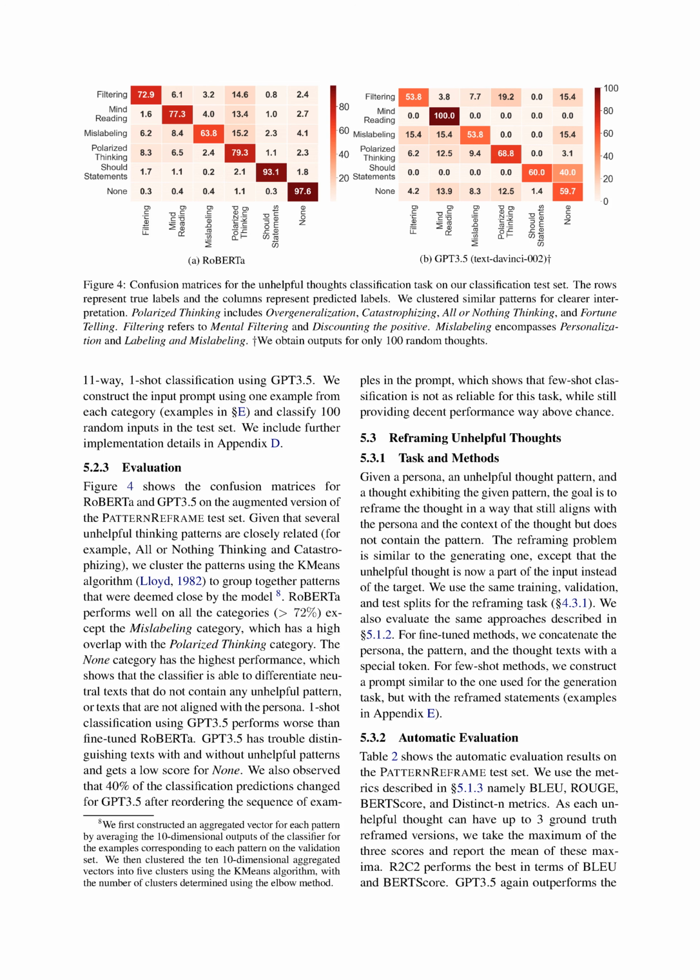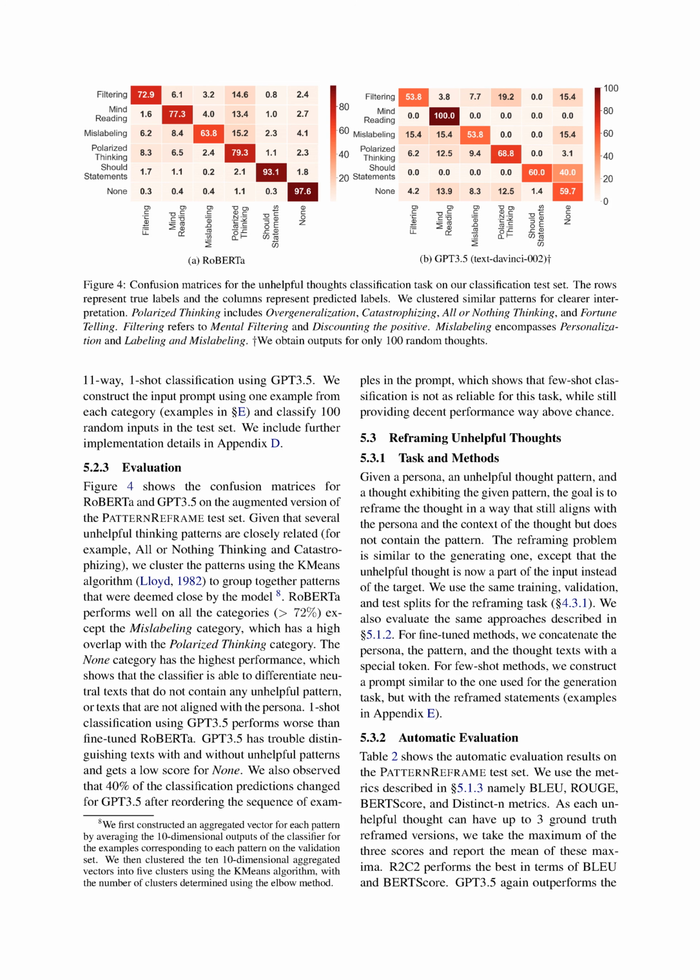We also noticed that 40% of the classification predictions for GPT 3.5 changed after we reordered the sequence of examples in the prompt, suggesting that few-shot classification isn't as reliable for this task, even though it still performs significantly better than random chance. Section summary.